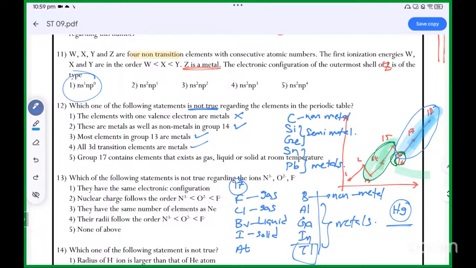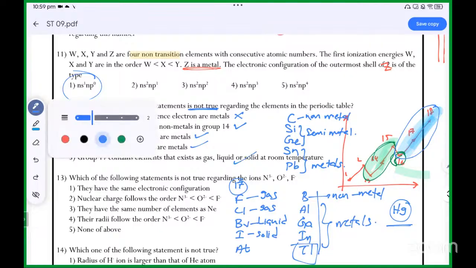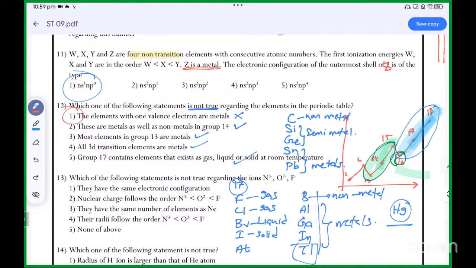So the 5th one is also correct. But we have been asked which is not true. So the answer should be the first one.